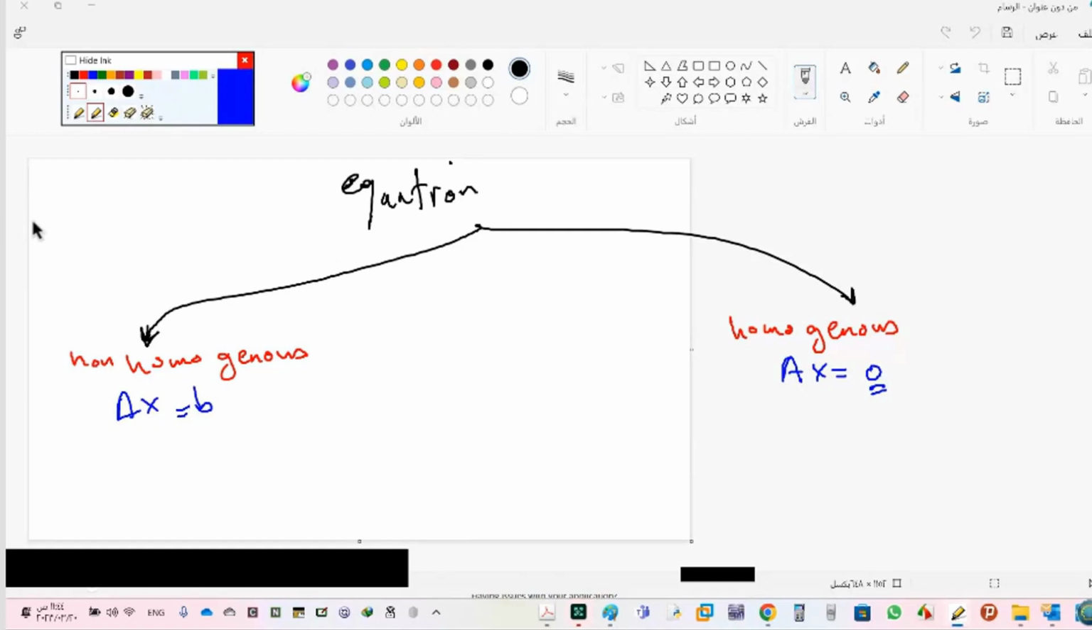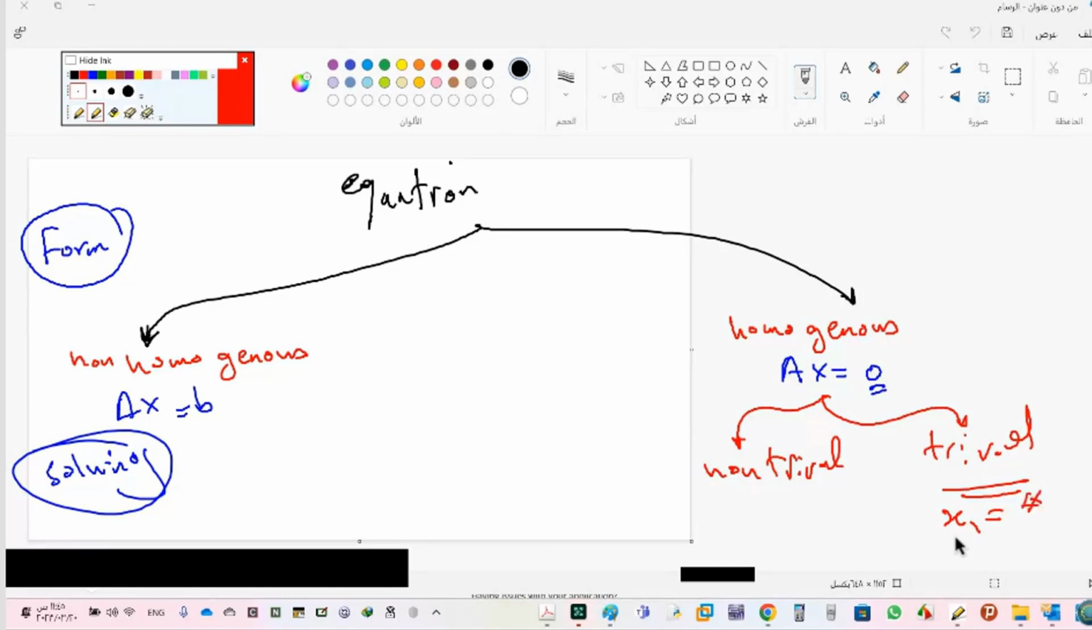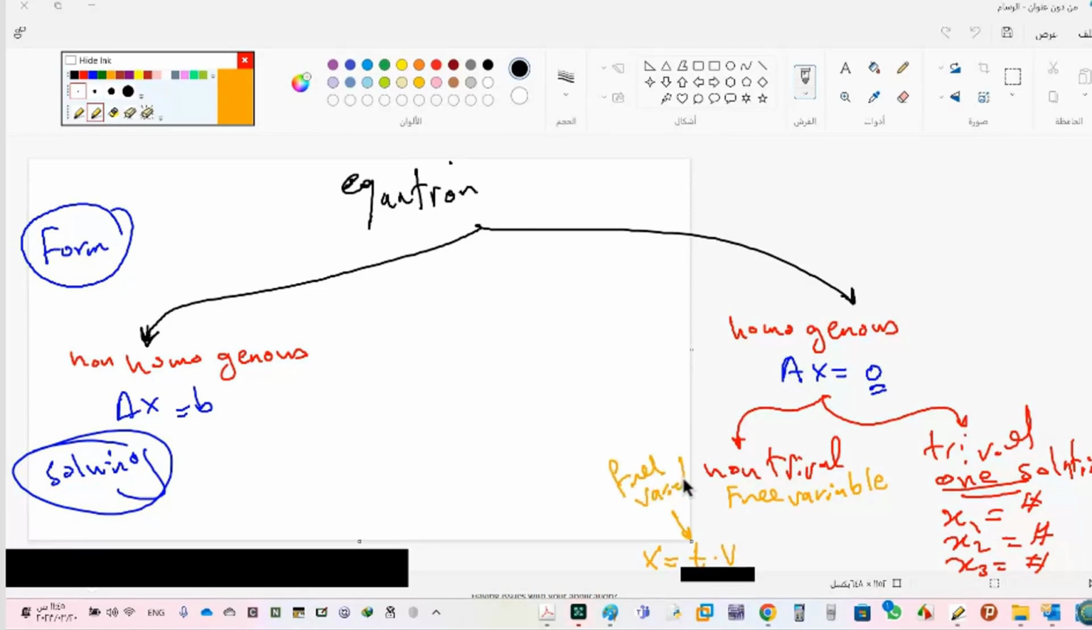Now for solving, this is the form. For the homogeneous one, we have two things, either trivial or non-trivial. Trivial means I have x1 equals a number, x2 equals a number, x3 equals a number, or we can say one solution. For non-trivial, we have a free variable. So I will write the answer x equals tv. t here is a free variable, v is a vector.